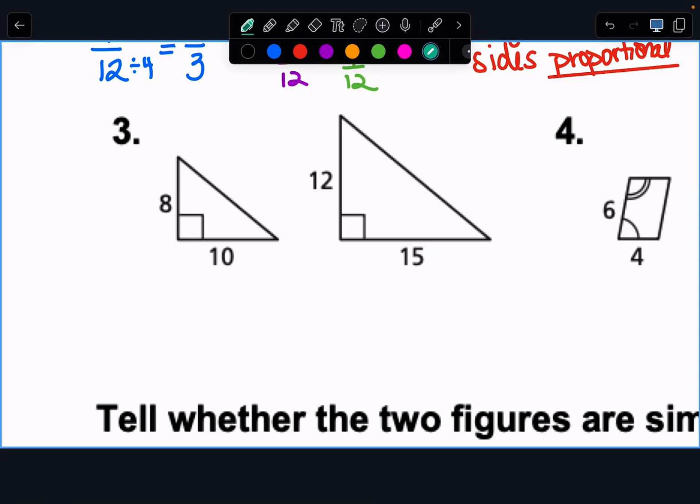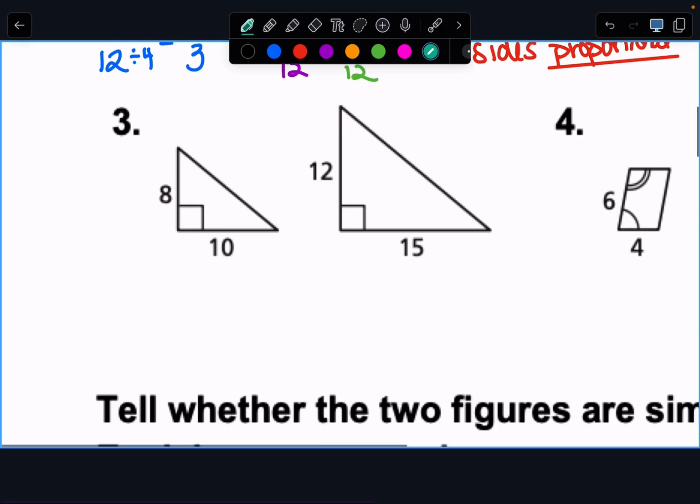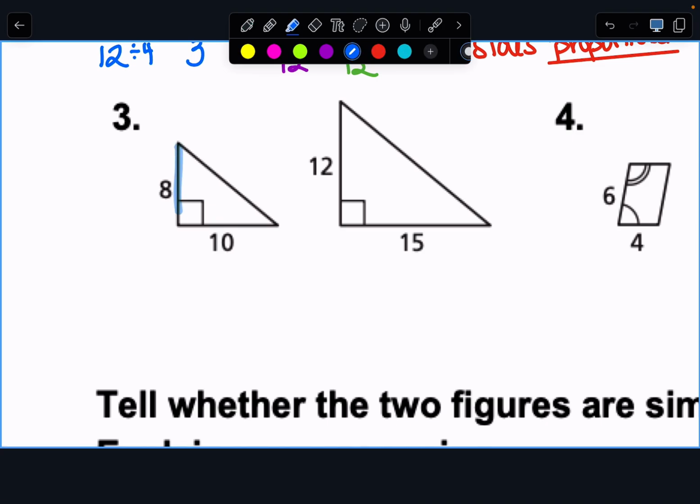Okay, raise your hand if you think number 3 is similar. Raise your hand if you don't think that they're similar. Rhea never raised her hand. Okay, Nayeli says yes, they're similar. Nayeli, you're correct. Okay, so Nayeli took 8 over 12, and she reduced that to be 2/3. Did anybody else do that?